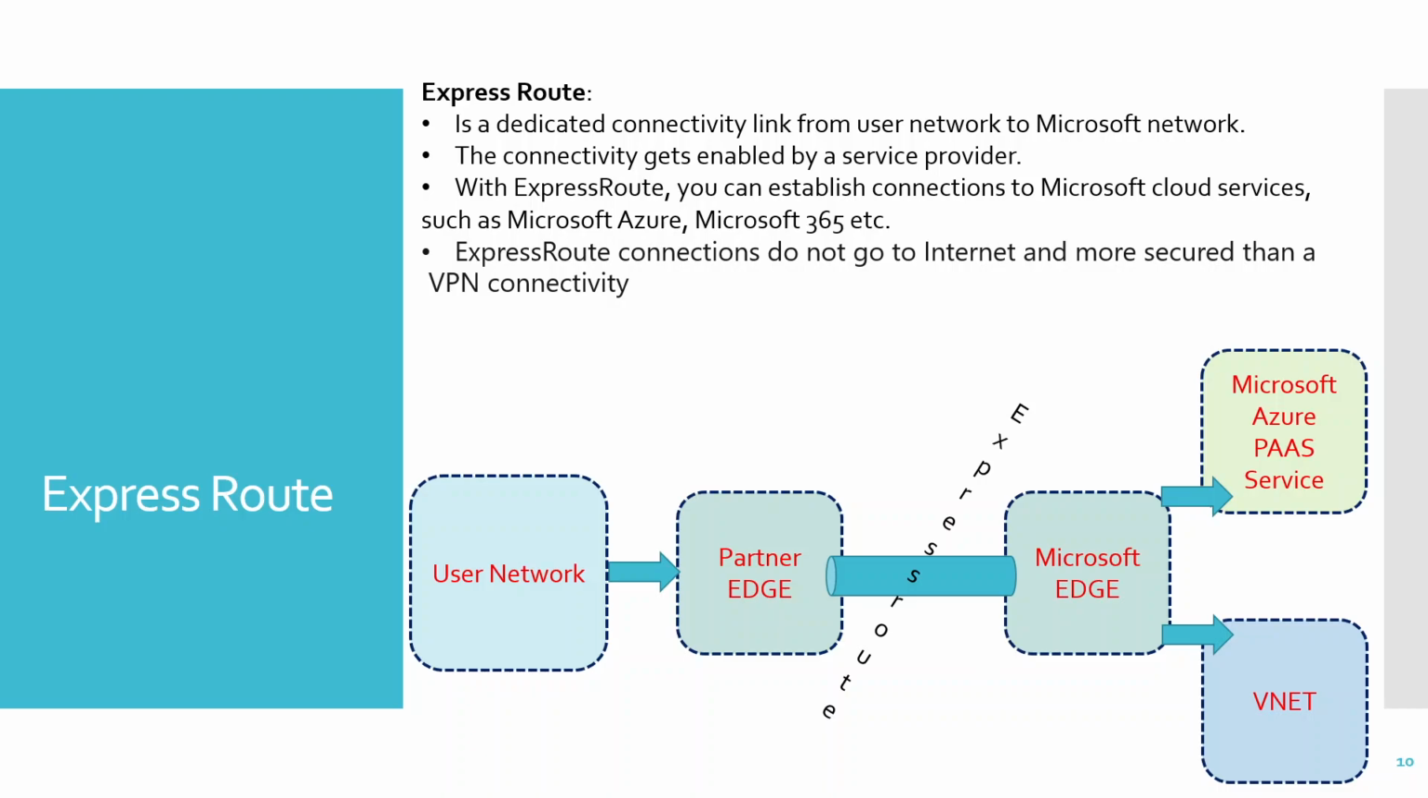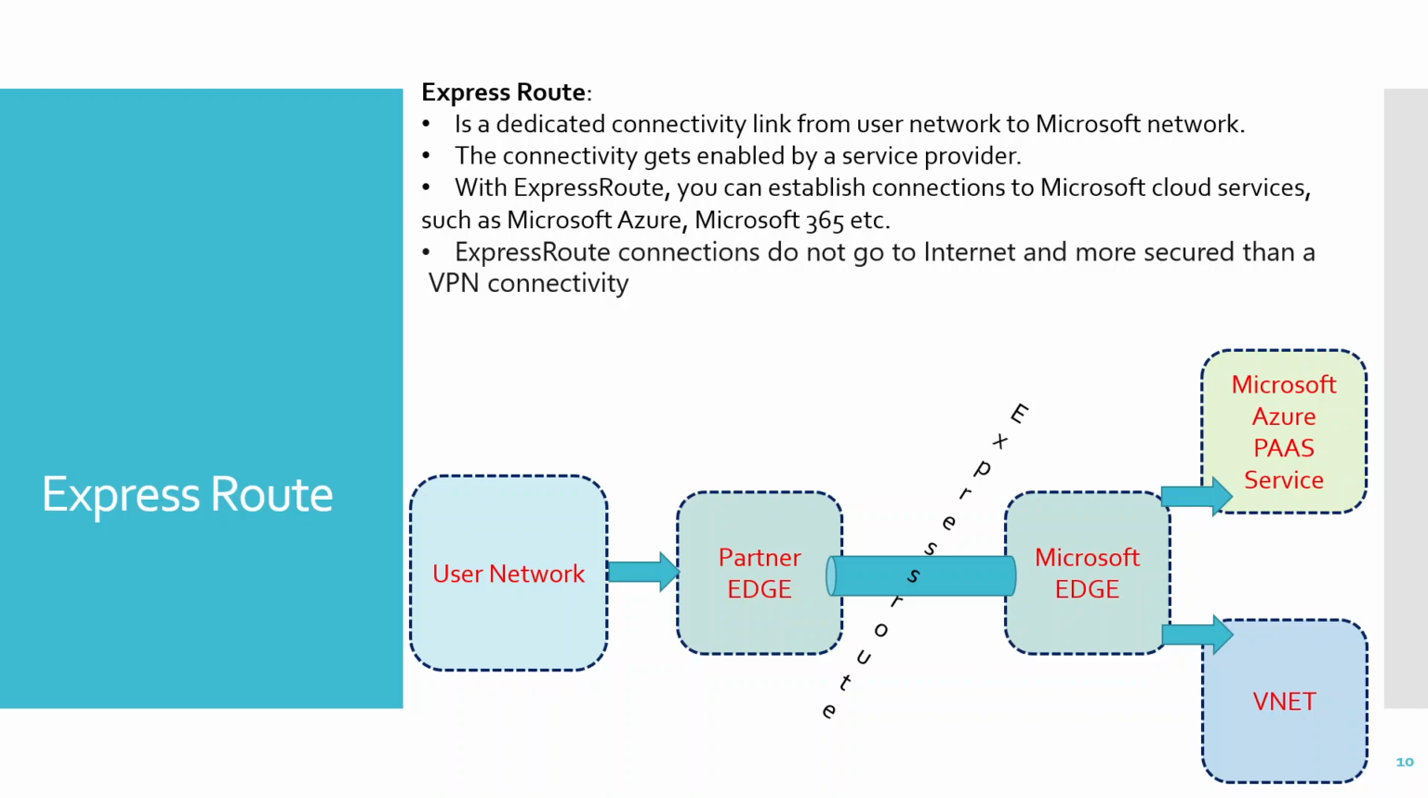Now coming to ExpressRoute, it is a dedicated connectivity link from the user network to the Microsoft network. The connectivity gets enabled by a service provider. If you see in the diagram, there is a user network. That user network connects to a partner edge network, and that partner edge network using ExpressRoute establishes connectivity to the Microsoft Edge. This is the private connectivity between the provider and the Microsoft Edge, and from there it can connect to different PaaS services, or it can also connect to a different virtual network. So that is how it works.